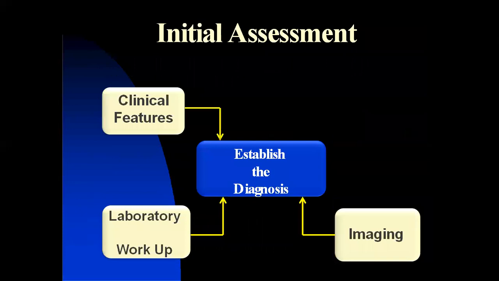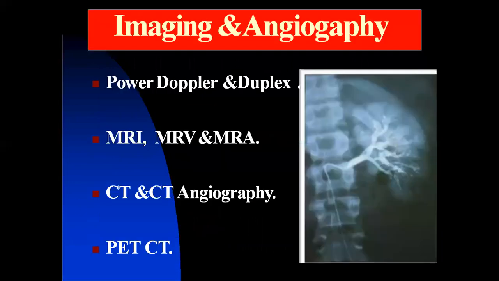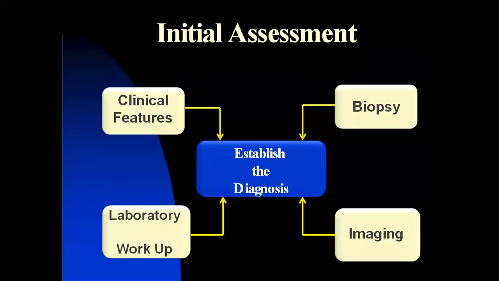Then we'll have the imaging techniques. We can go for power Doppler and duplex imaging, MRI, MRA, CT and CT angiography. PET scan can also be done. These are associated with looking into the vessels and their distribution. These techniques will help you see whether an inflammatory condition is present in the vessel or not.